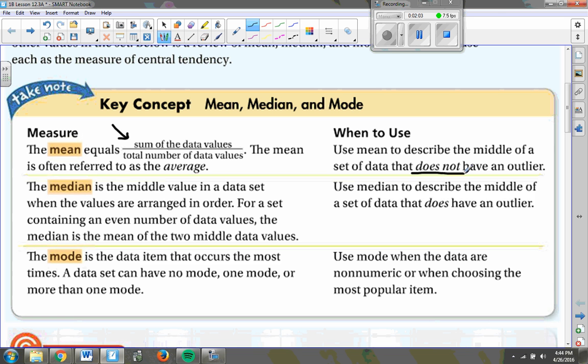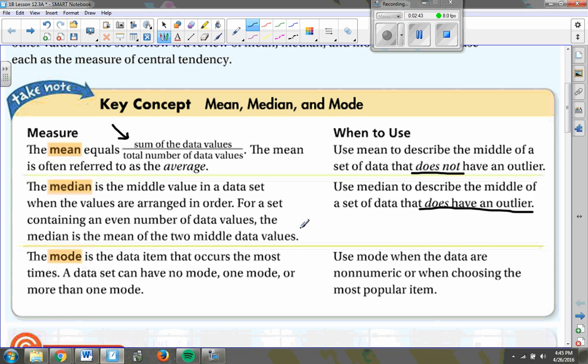The next one is the median, which is the middle value in a data set when the values are arranged in order. So we arrange the data values in order from smallest to biggest, and we cross them out and go towards the middle until we find that middle number, which is called the median. That doesn't involve that much math, but it does involve ordering our data points from lowest to highest. That is the measure of center we want to use when our data does have an outlier. If it does not, we should use the mean.